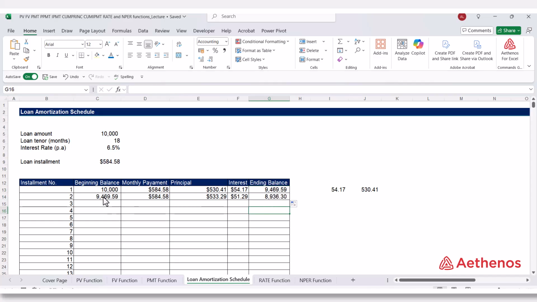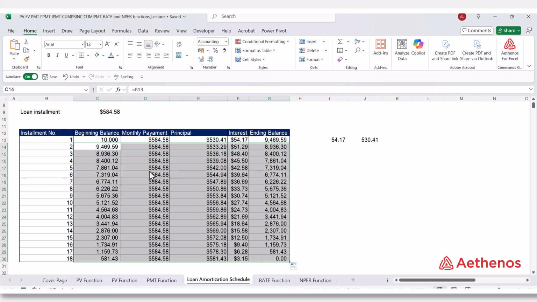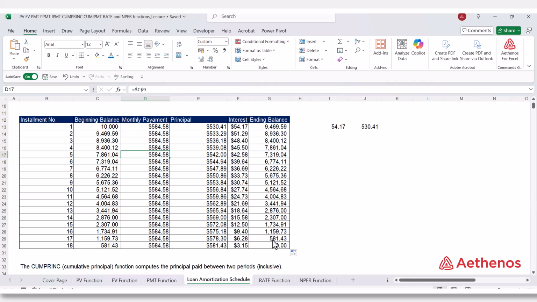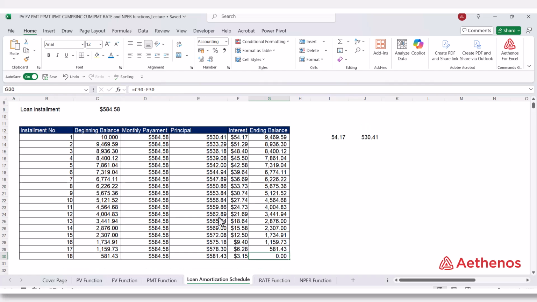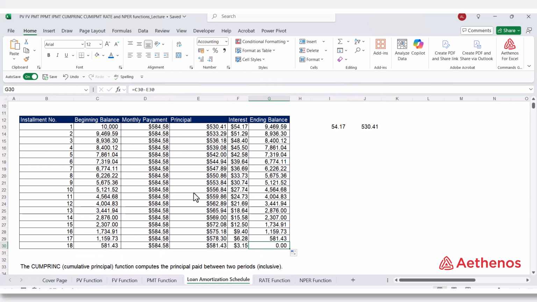So once I have copied to the second row, I can copy down to the whole range, and I get my loan amortization schedule. So here you can see the ending balance, capital principal has become 0. So our calculations have been correct. So the loan has basically reduced to 0 by the end of the loan tenure. So this is how we can do a loan amortization schedule.